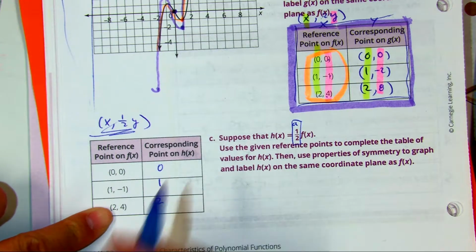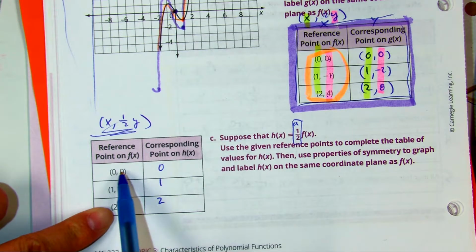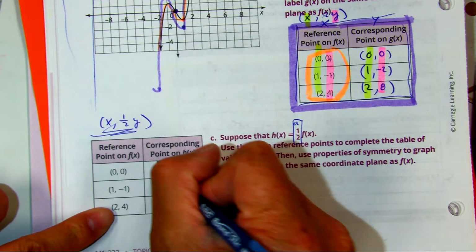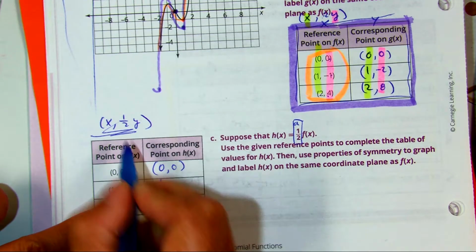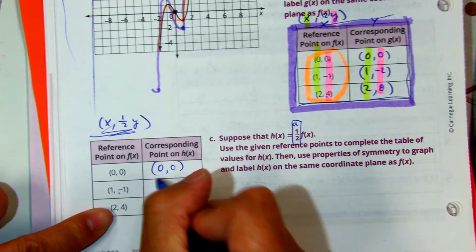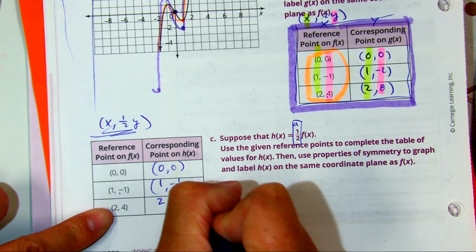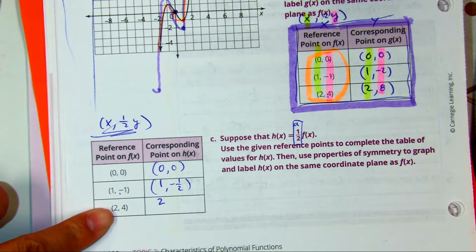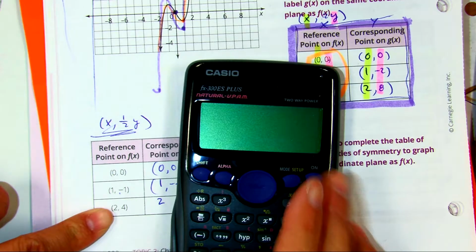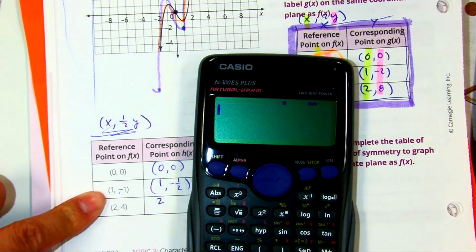Okay, now we have to do some multiplying. 0 times 1/2. -1 times 1/2. -1/2. Okay, let's just say you didn't know that. Take the calculator. Look at this nice calculator.